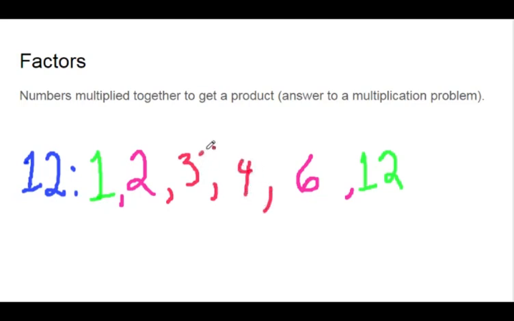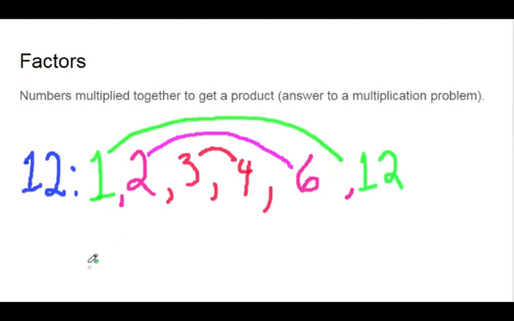And when these two numbers are right next to each other, you know you're done, because then you just flip it around and you go 4 times 3, 6 times 2, and so on. You might remember the little rainbow that you did back in probably 4th grade. These two go together, and then these two go together. All right. So the factors of 12, the numbers multiplied together to get 12, are 1, 2, 3, 4, 6, 12. So those are factors.